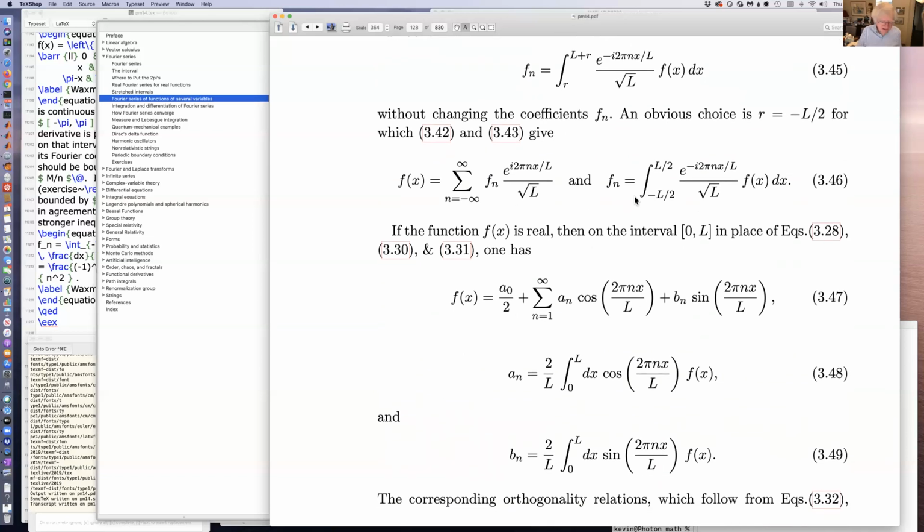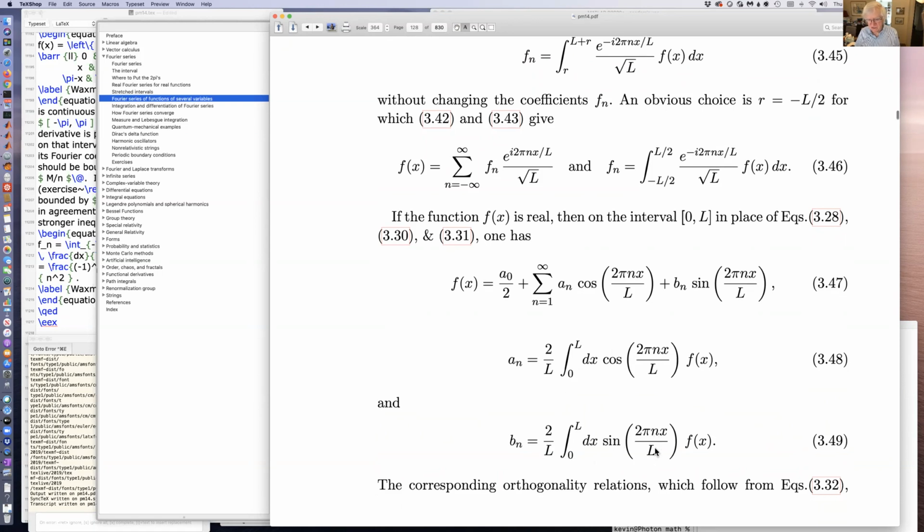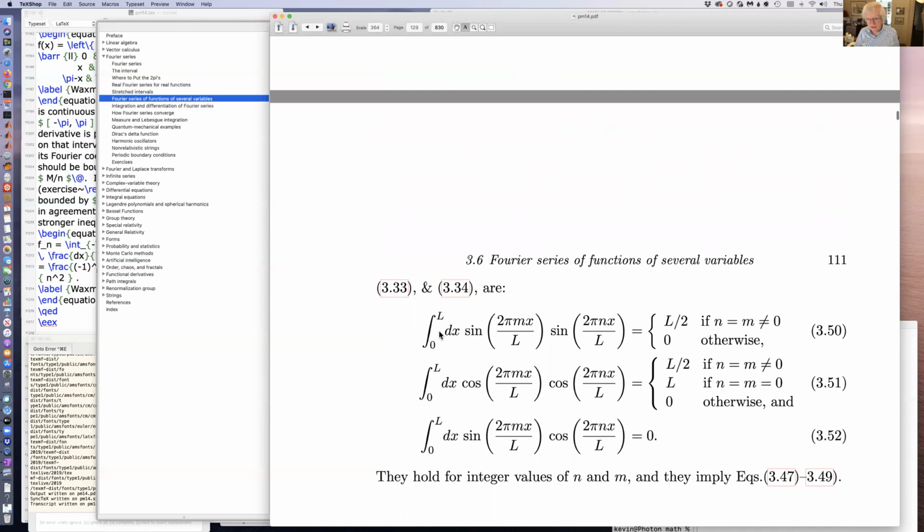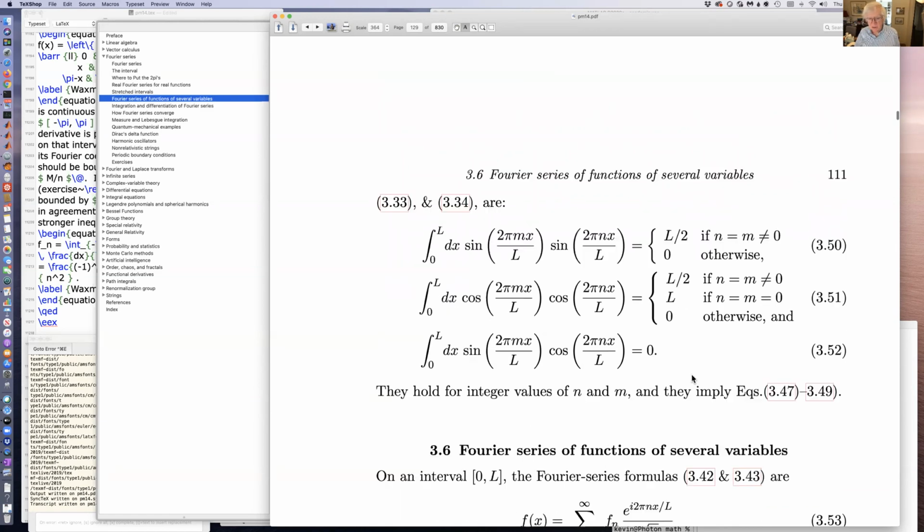So the Fourier series, I said there were three important equations. It's really two equations that are important. The orthonormality of these phase factors is obvious if you know how to integrate a definite integral. If the function f is real, then on the interval 0 to L, what you have are these expressions. There's our Fourier series, and the a_n's and b_n's are the cosine and sine integrals like that. And the orthogonality relations are these ones, and they go on the interval 0 to L. But you get L over 2, you're not getting 1 there.